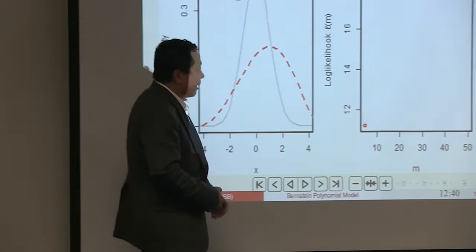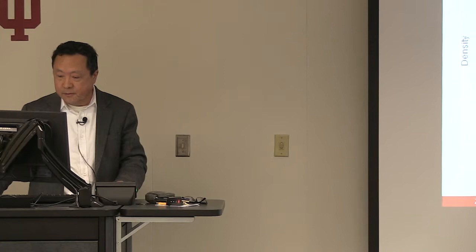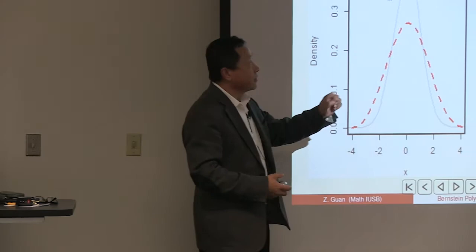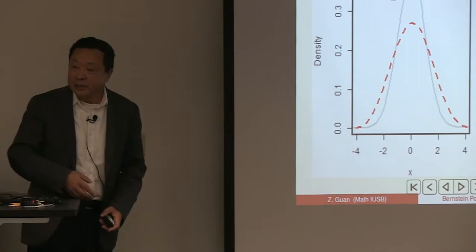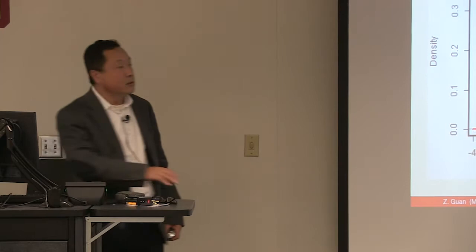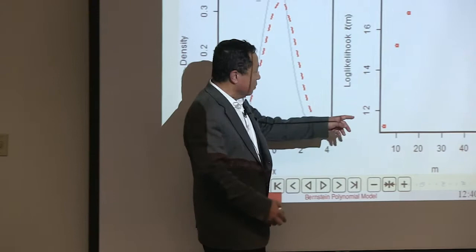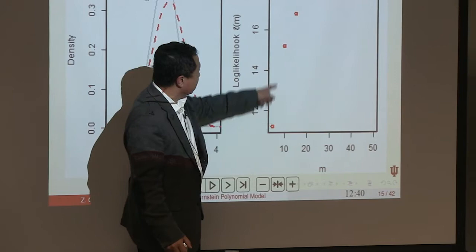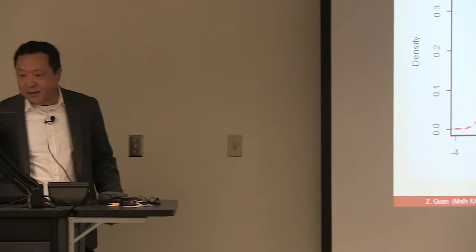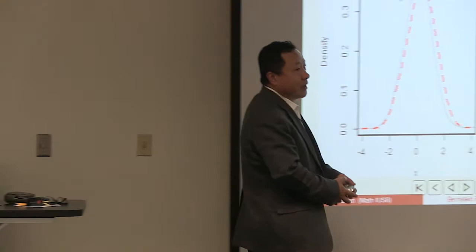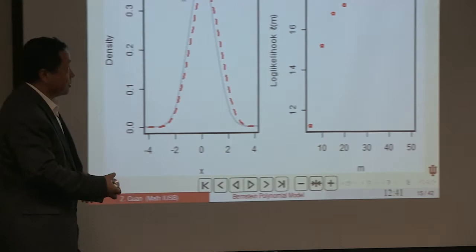When we increase M to 10, I skip some of these curves, and the estimate is getting closer to the true density. I change it even bigger, and we get even closer. But look at the likelihood function: 5 to 10 is a big jump, because we use the maximum likelihood method. Changing to 15 is another big jump. When we increase it to 20, the likelihood still increases, but not so much, and we get a much better estimate.